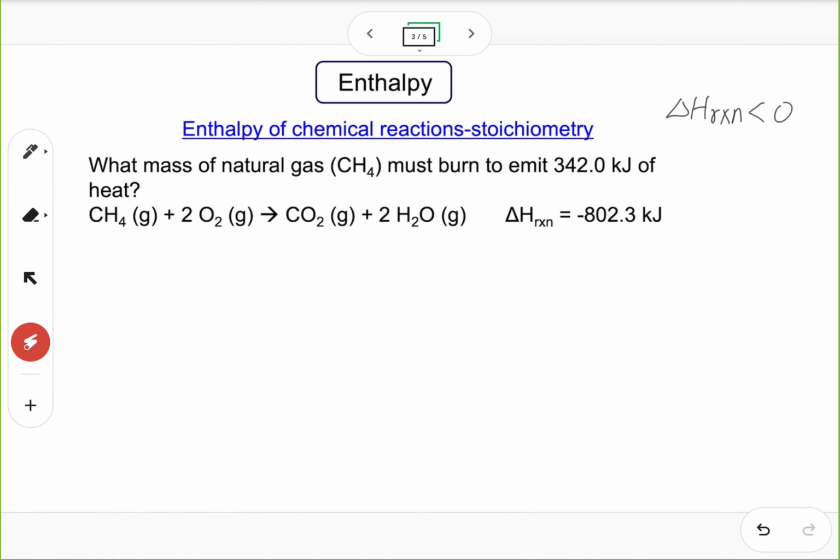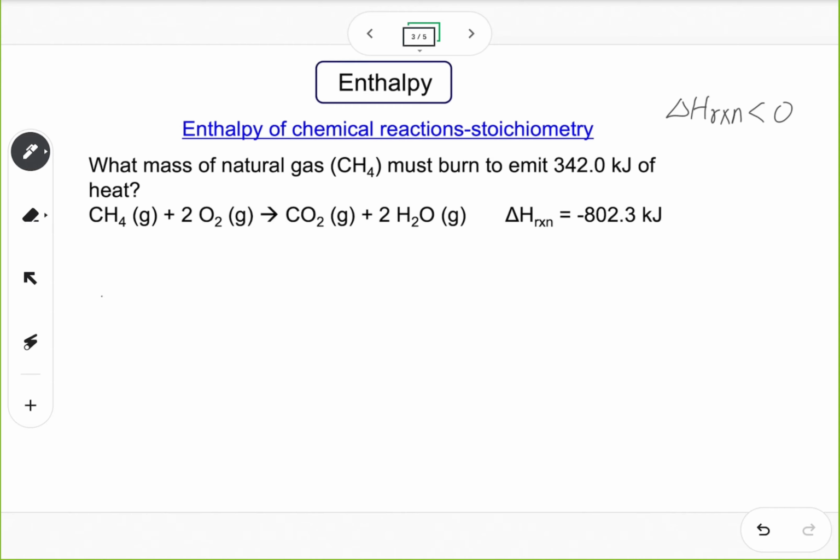All right? Okay. So what mass of the natural gas must be burned to emit this much? Well, remember, this much of the energy is associated with 1 mole of methane gas. If you want to emit this much of the energy, you can calculate how many moles of the methane gas are associated with this much of energy, right? If you can find out the mole number for this much of energy, you can convert that to mass, all right? Okay, let's set up the equation and do the calculation.